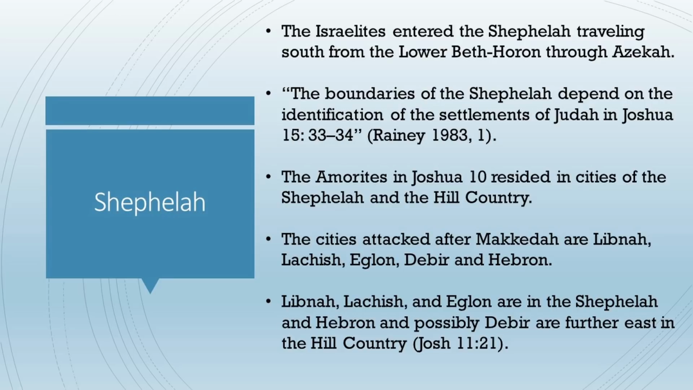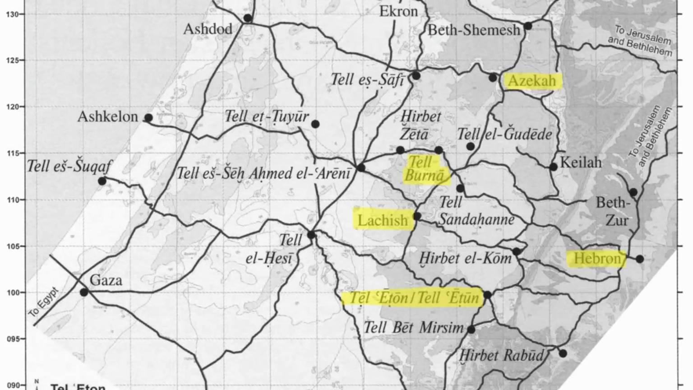Libnah, Lachish, and Eglon are in the Shephelah, but Hebron and Debir are a little further east in the hill country. We don't really know where Debir is, so we're just assuming it's in that direction, following the route of the battle. And it gives you an idea. That would be, if Tel Bernah is Libnah, which the archaeologist believes it is, then Lachish, Eglon, and then Hebron. And so, where's Makkedah?